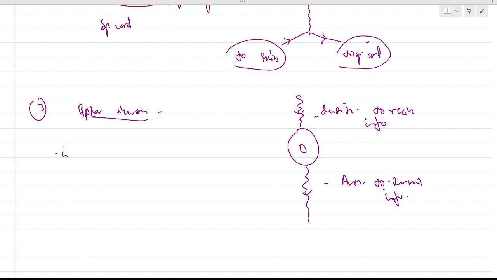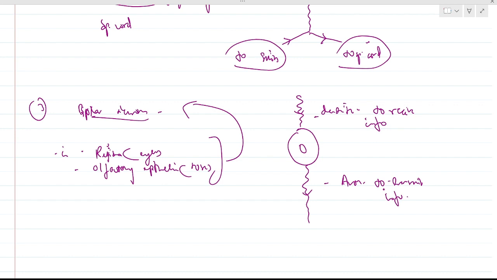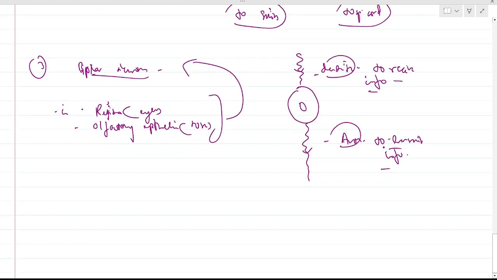These are present in, remember, first the retina, the all important retina. The other one is, remember, the olfactory epithelium, the nose, very important. Retina in the eyes and olfactory epithelium in the nose. These bipolar neurons are present, with a dendrite to receive information and an axon to transmit information. And then finally we have multipolar neurons.